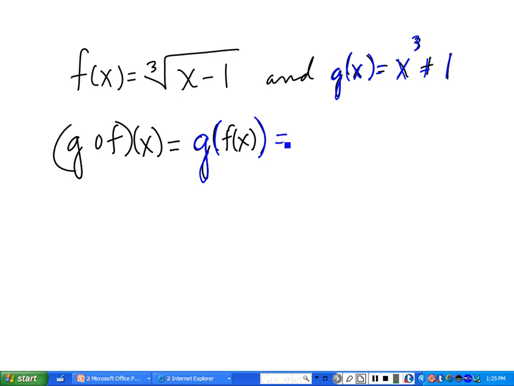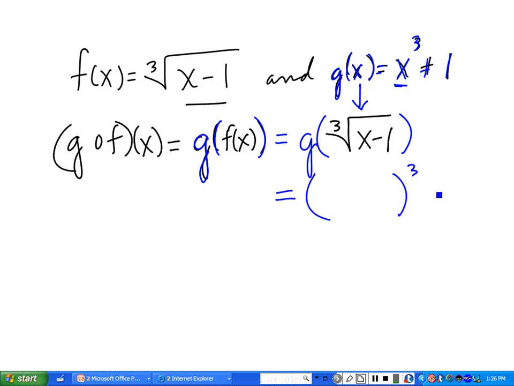Alright, g of f of x. Write down the g first, since it's first. Then what goes inside? f of x goes inside. f of x is the cube root of x minus 1. Then we have to evaluate the function g at the cube root of x minus 1. So we're going to replace all of the x's with the cube root of x minus 1. So this is an x. I'm going to put a parenthesis cubed plus 1, because that was where x was. I'm going to replace it with the cube root of x minus 1.